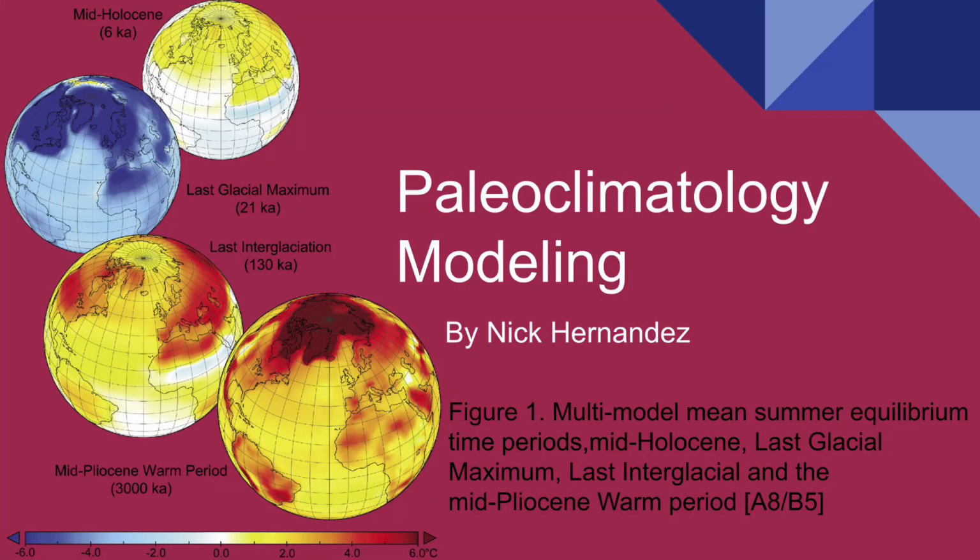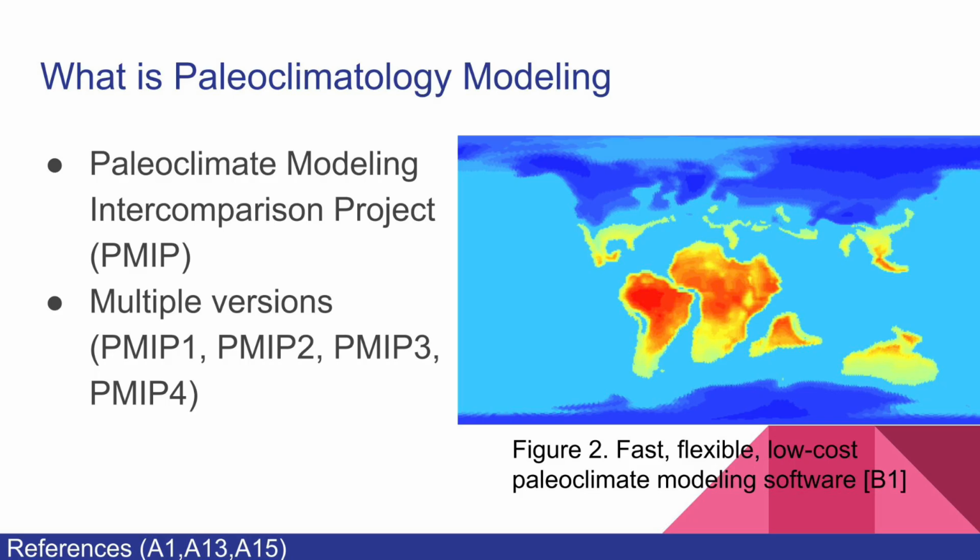In this presentation, I will describe paleoclimatology modeling and detail how scientists simulate the climate of the past to discern the climate of today and anticipate the climate of tomorrow. Paleoclimatology modeling is often referred to as the Paleoclimate Modeling Intercomparison Project, or as PMIP. PMIP is an international project that was launched in 1994 with the goal of examining climates of the past, what caused said climates, and seeing if those climates can be replicated.